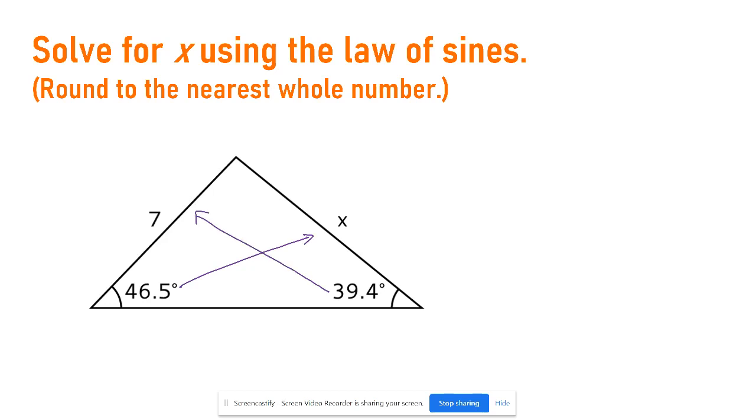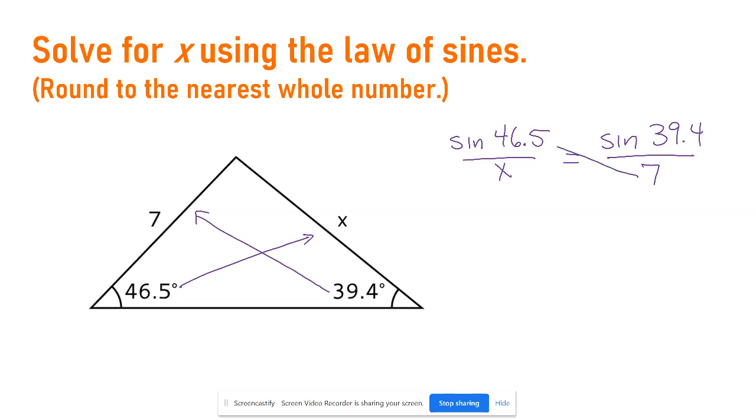So the way we would set this up is we would say sine of 46.5 over x, we match it up with its opposite side and make a fraction, is equal to the sine of 39.4 over 7, the measure of its opposite side. And so this is a proportion. We'll solve it by cross multiplying.